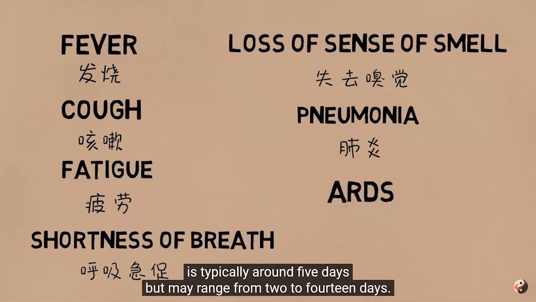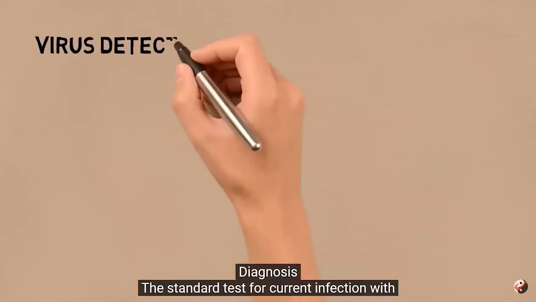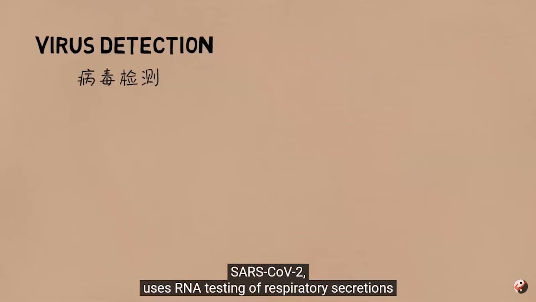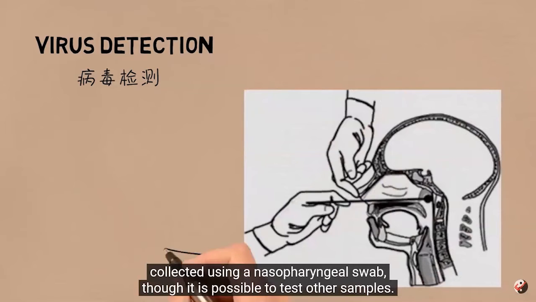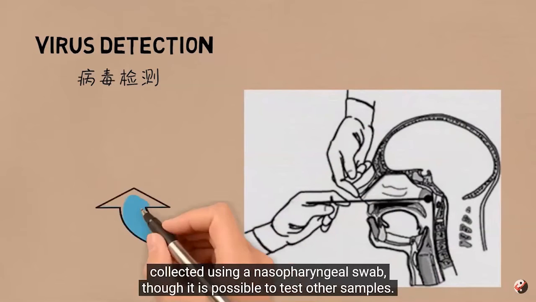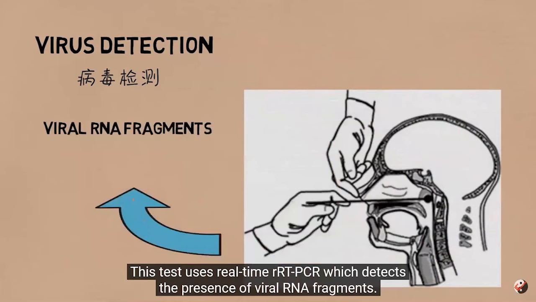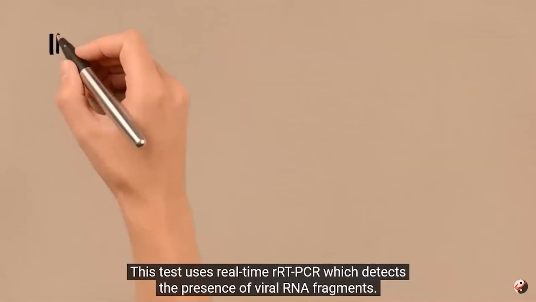Diagnosis. The standard test for current infection with SARS-CoV-2 uses RNA testing of respiratory secretions collected using a nasopharyngeal swab, though it is possible to test other samples. This test uses real-time RT-PCR, which detects the presence of viral RNA fragments.